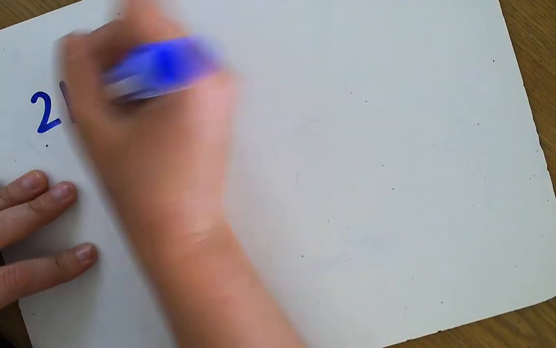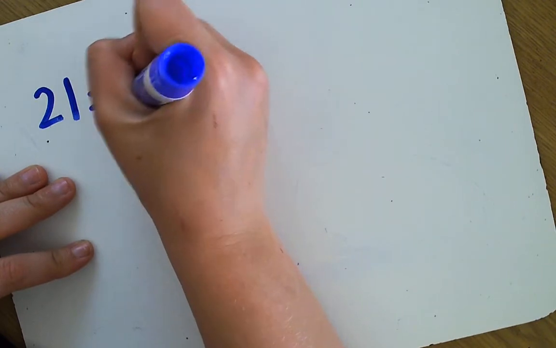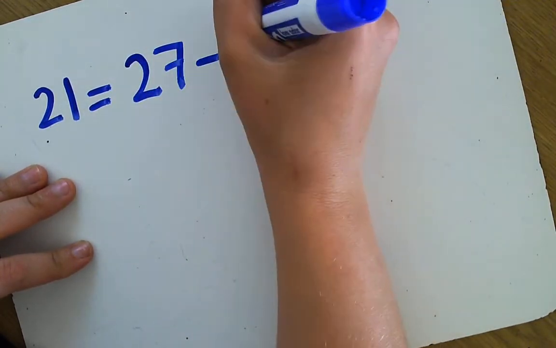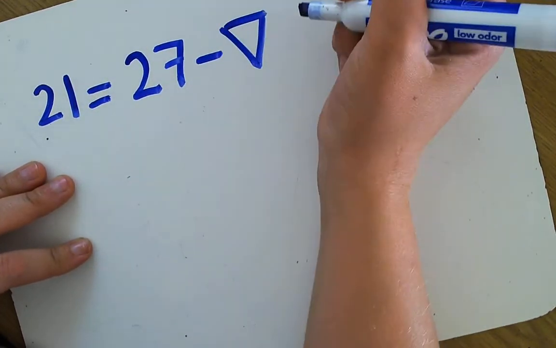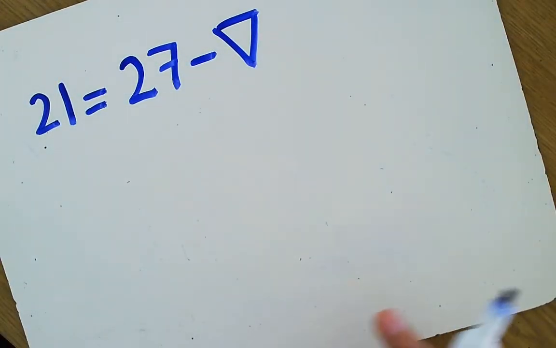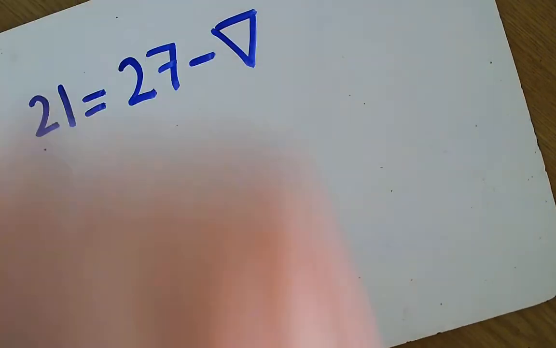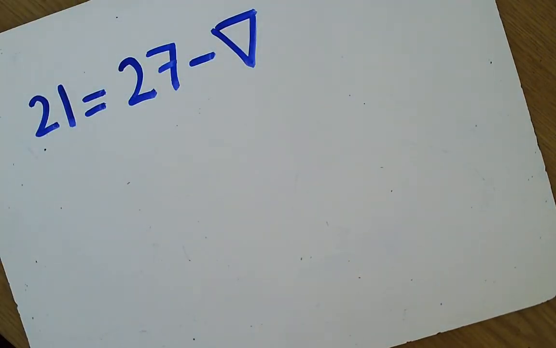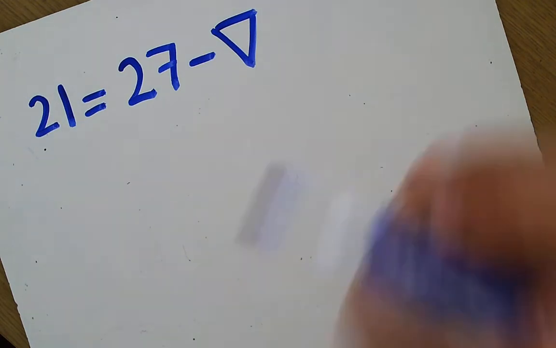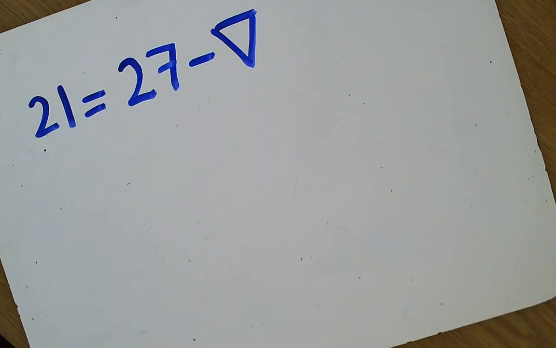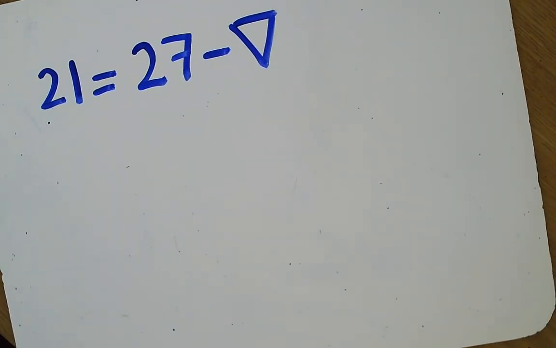So the last one we're going to do together, so let's do 21 equals 27 minus our triangle. Okay, so now again, this one might be a little tricky, because 27 minus something equals 21. So how can we figure out what that is? Maybe for this one, we want to try to model it or draw it.